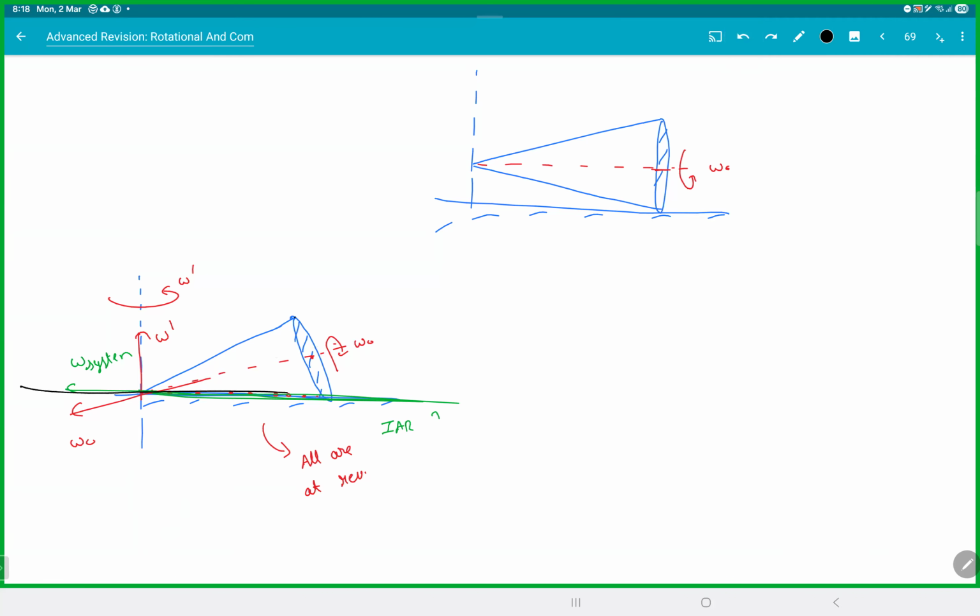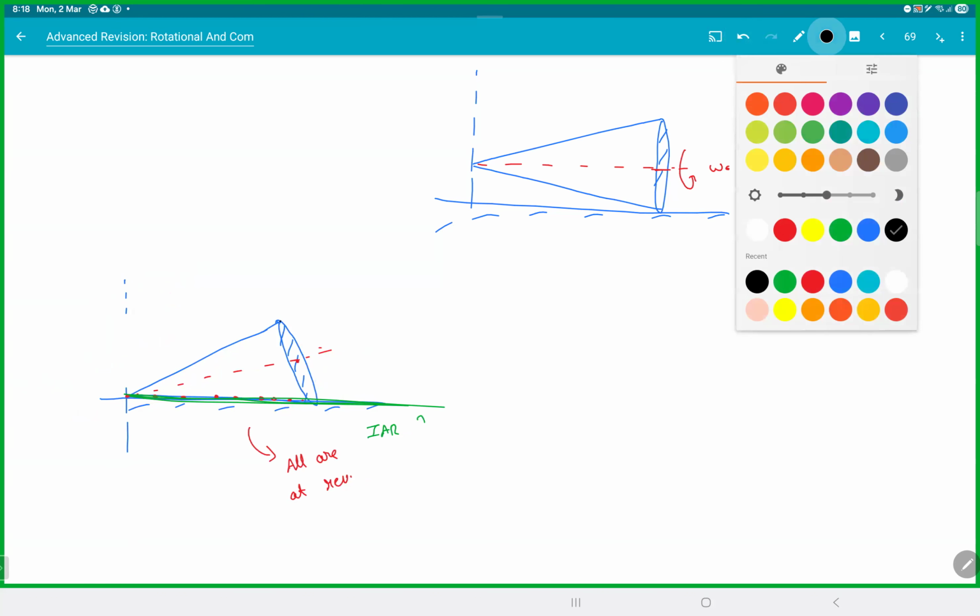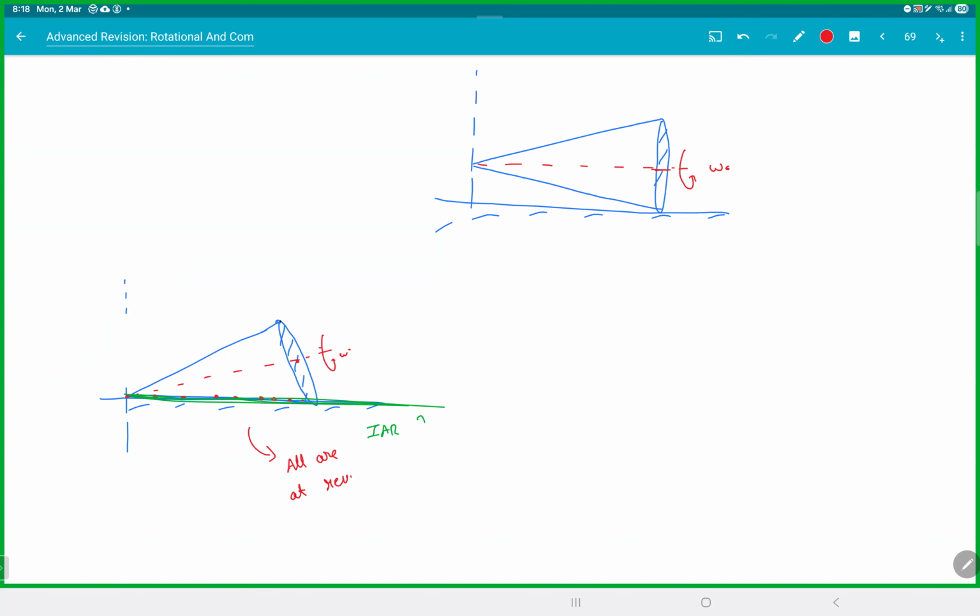Because see, this is the IAR, right? How do you know whether omega is this way or this way? It depends on the direction of omega naught. I only changed that. I'll do it like before then. So I'll take omega naught like this. So this will be omega naught. That means this circle, when you're rotating, you have to rotate this way, omega dash. So this will be omega dash, and this will be omega of the system.